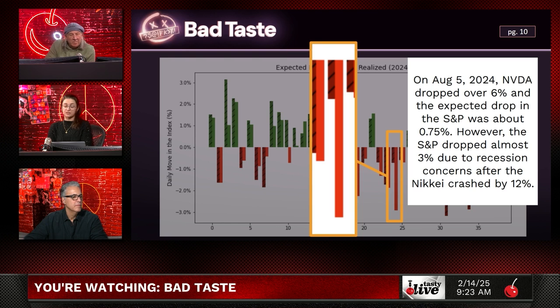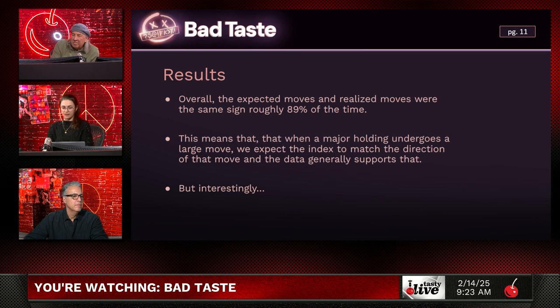But what we do see, if we go to the next slide, is that 89% of the time, the signs of the expected moves and the realized moves were the same. So even though Meta's earnings might have caused a very large move, and the actual move in the S&P might not line up with the expected value, the signs usually do. That happened about 89% of the time. So it was actually pretty weird for the move in the index not to match the sign of one of these major holdings when they have a big move. Does that make sense?